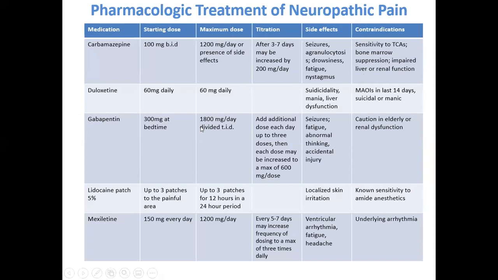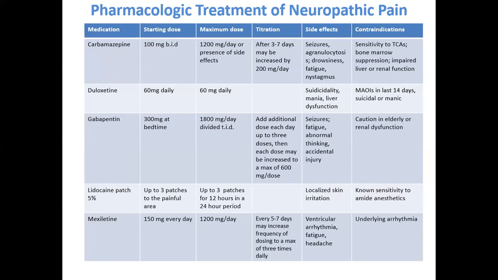Okay. Then we can go to duloxetine, which is common. We can start at 60 milligrams once per day. Interestingly, for neuropathic pain, the maximum you can give for this drug is 60 milligrams. So there's no titration for this.